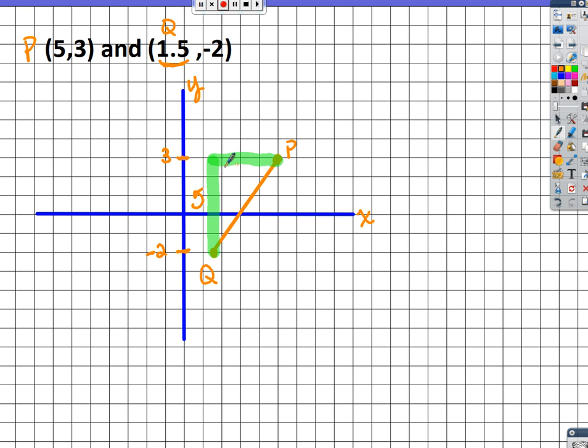This horizontal distance, though, remember we're starting at 1.5. So this is really a half. So here's a half, and then I've got 1, 2, 3 plus this half. So this distance is 3.5.